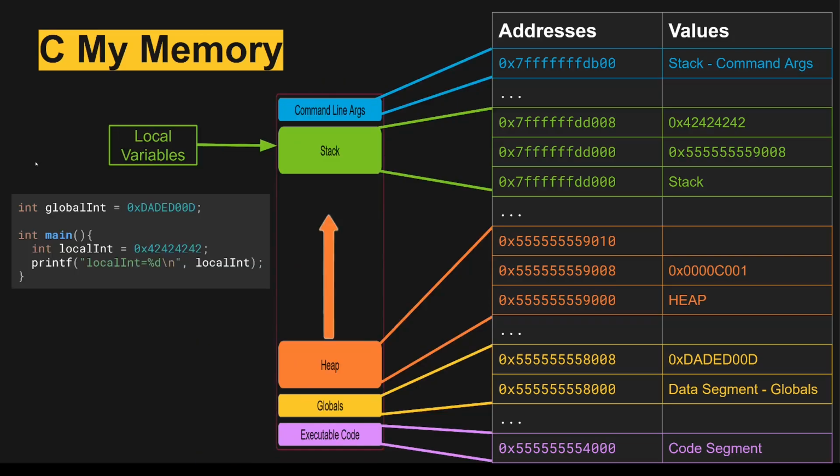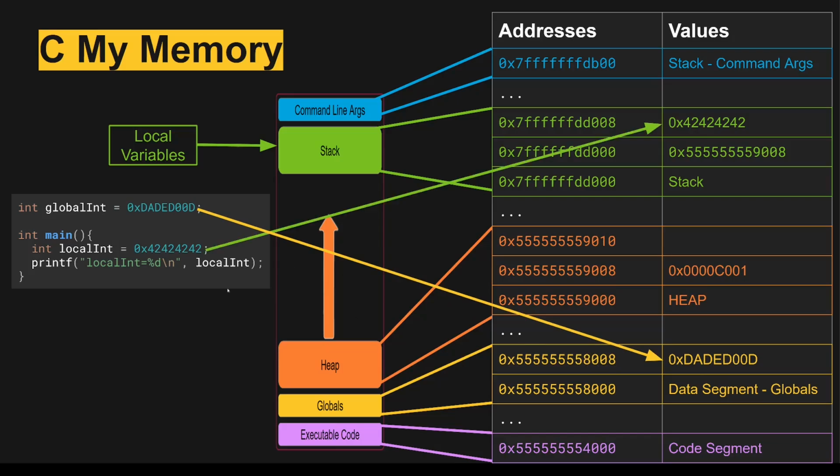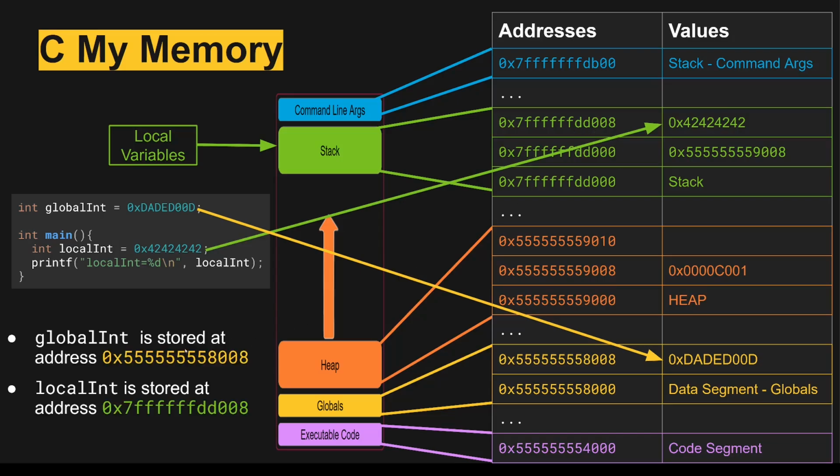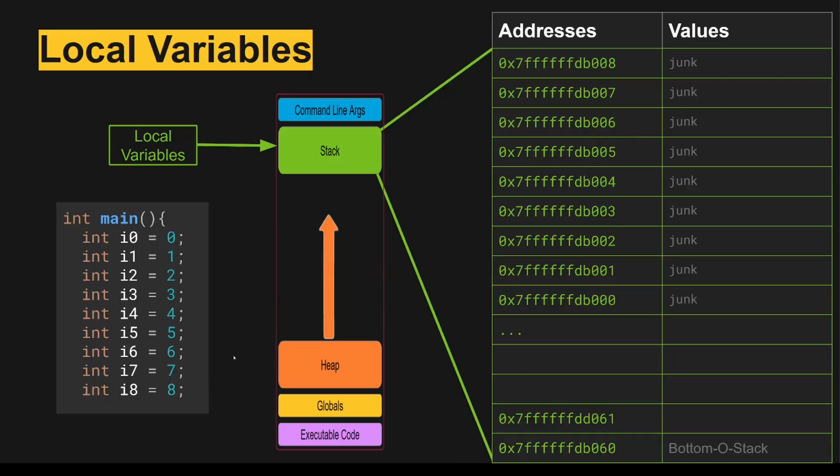Now we can look at what happens when we execute this program. The global int is stored down in the global area. So it has an address of 58008. And then the local int is stored up here at dd008. We have the global int at 800, starting with a 5, and the local int starting with a 7, ending with an 08. So now let's look at what happens when we define a bunch of local variables.